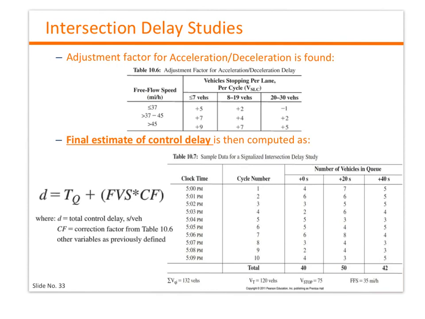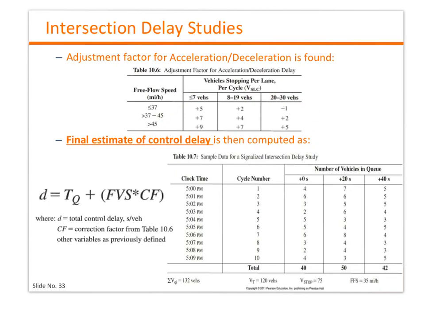So this is another adjustment factor, now for acceleration and deceleration. Once I get the free flow speed and the VSLC, I'll be able to enter this table to get the adjustment factor for the acceleration/deceleration delay. So first of all, I need an estimate of the free flow speed, and that's why we said that at the beginning of any delay study you need to know the estimated free flow speed. Once you know the free flow speed and you can calculate the VSLC, which is the vehicles stopping per lane, you should be able to tell which adjustment factor to pick.